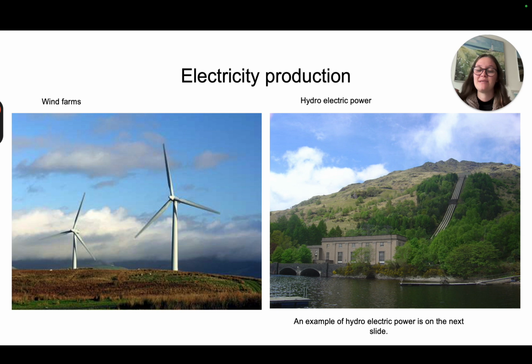So electricity production produces wind farms so that we can get wind energy from them, converting that kinetic energy from the spinning of the turbine from the wind to electricity. And then hydroelectric power. So again, very similar. Water flows through a turbine, which makes it spin, and so we get electricity from that too.